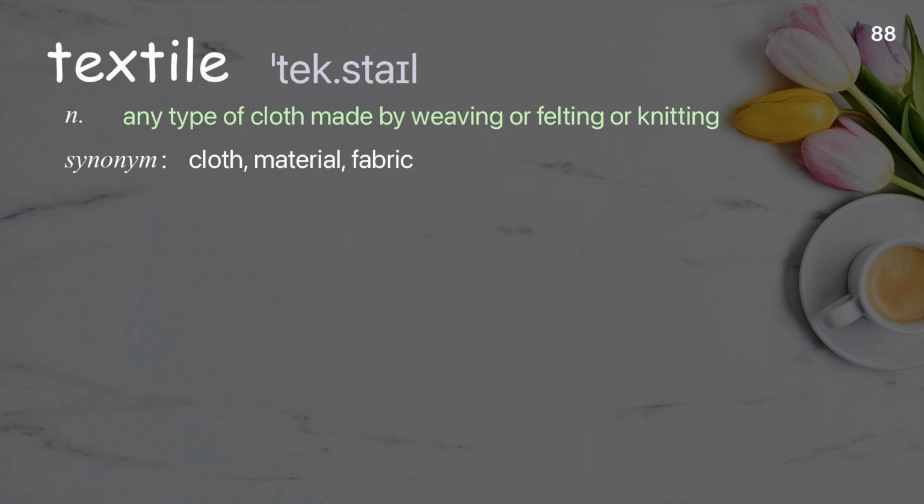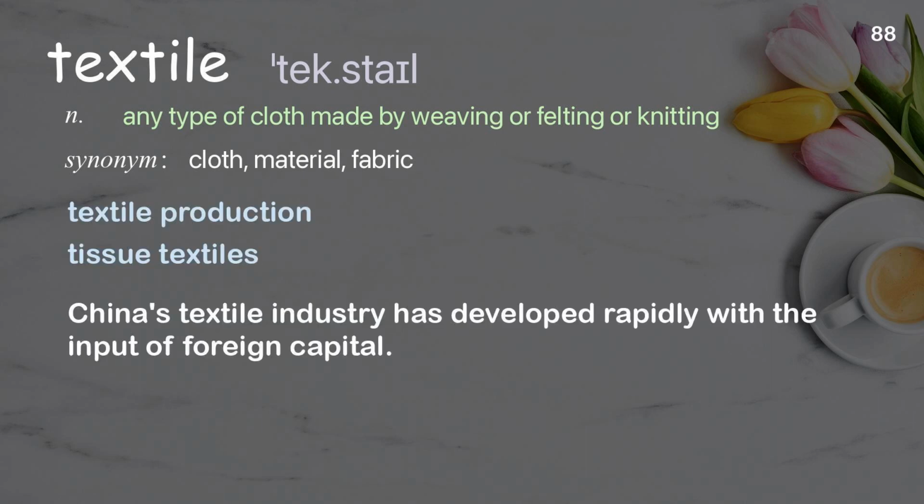Textile: any type of cloth made by weaving or felting or knitting. Examples: textile production, tissue textiles. China's textile industry has developed rapidly with the input of foreign capital.